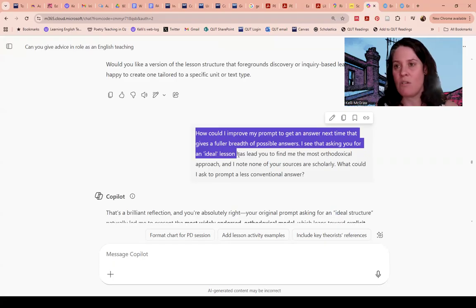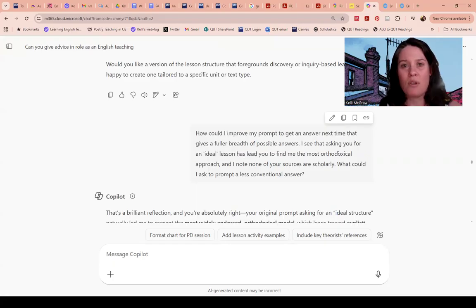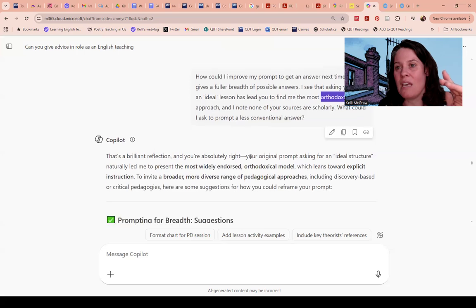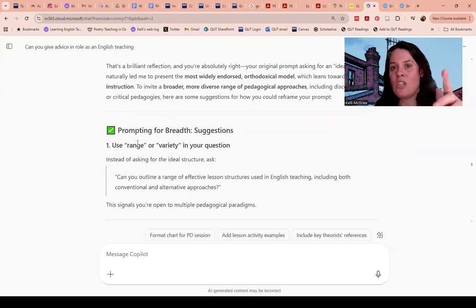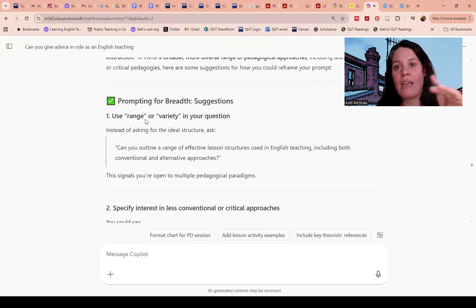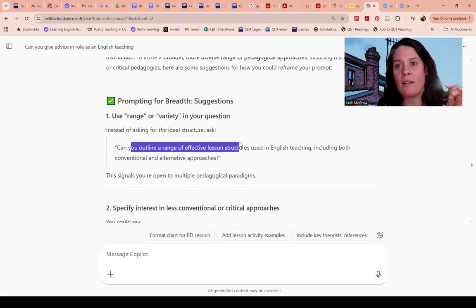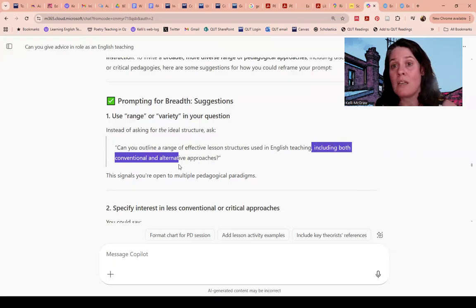Orthodoxical approaches is what it gives you. Instead, it suggests using things like range or variety, right? Can you outline a range of effective lesson structures? And you can also ask it specifically to please include conventional and alternative approaches. I'll definitely do something like that next time.